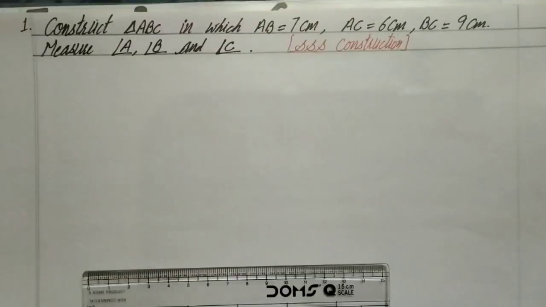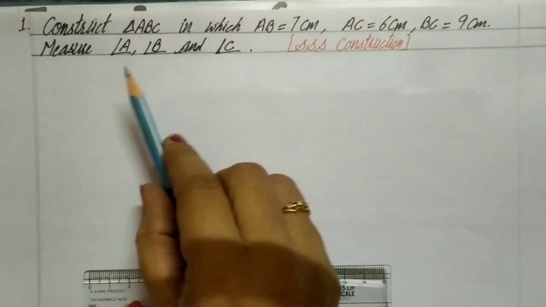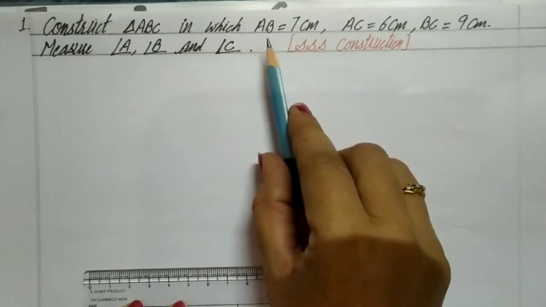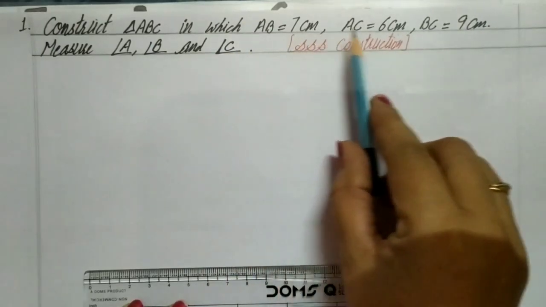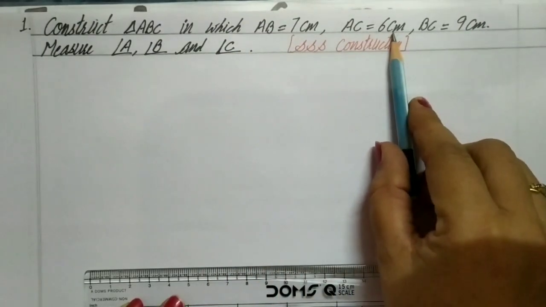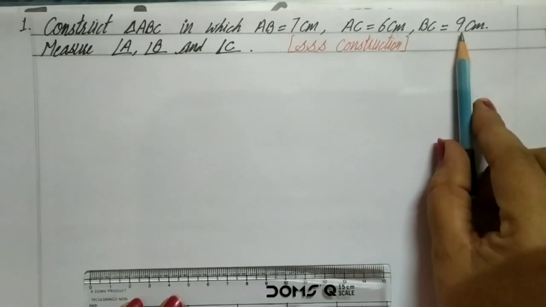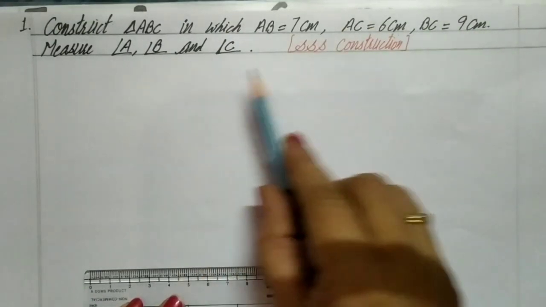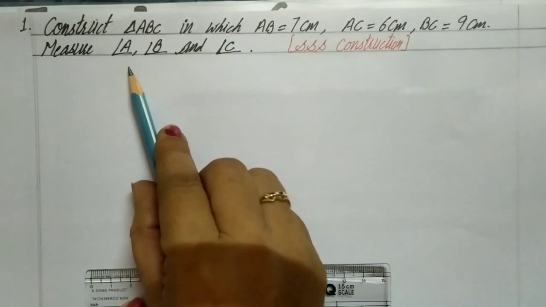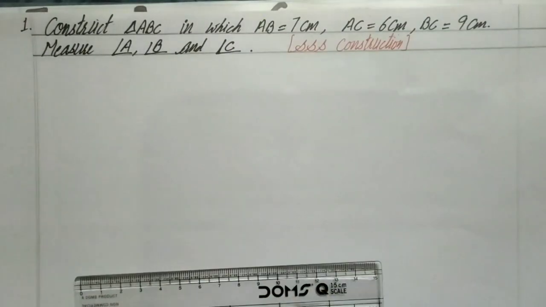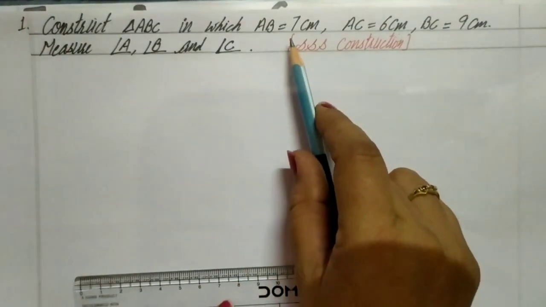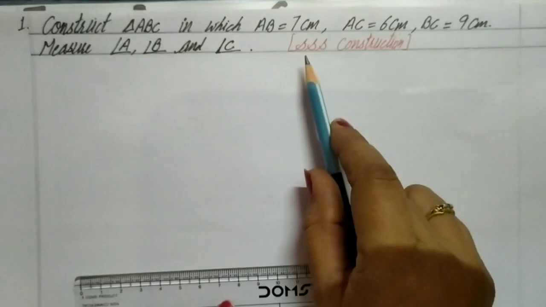Now let's move to the first question. Construct triangle ABC in which AB is 7 cm, AC is 6 cm and BC is 9 cm. After construction we have to measure angles A, B and C also. As you can see here, all the 3 sides are given, so this is SSS construction.